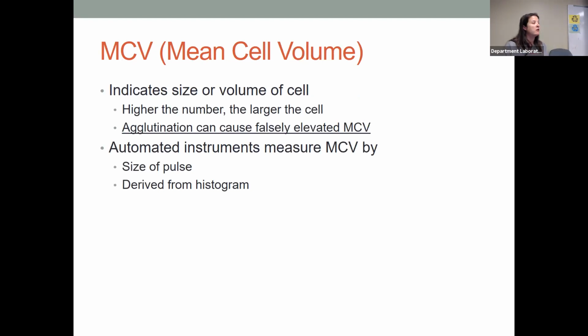All right, so mean cell volume, abbreviated MCV, is the average cell size present within your sample. The higher the number, the larger the cell, okay? And remember, if agglutination is present, that would falsely elevate your MCV because all of those clumps are going to be counted as one cell, which would be classified as a larger cell.